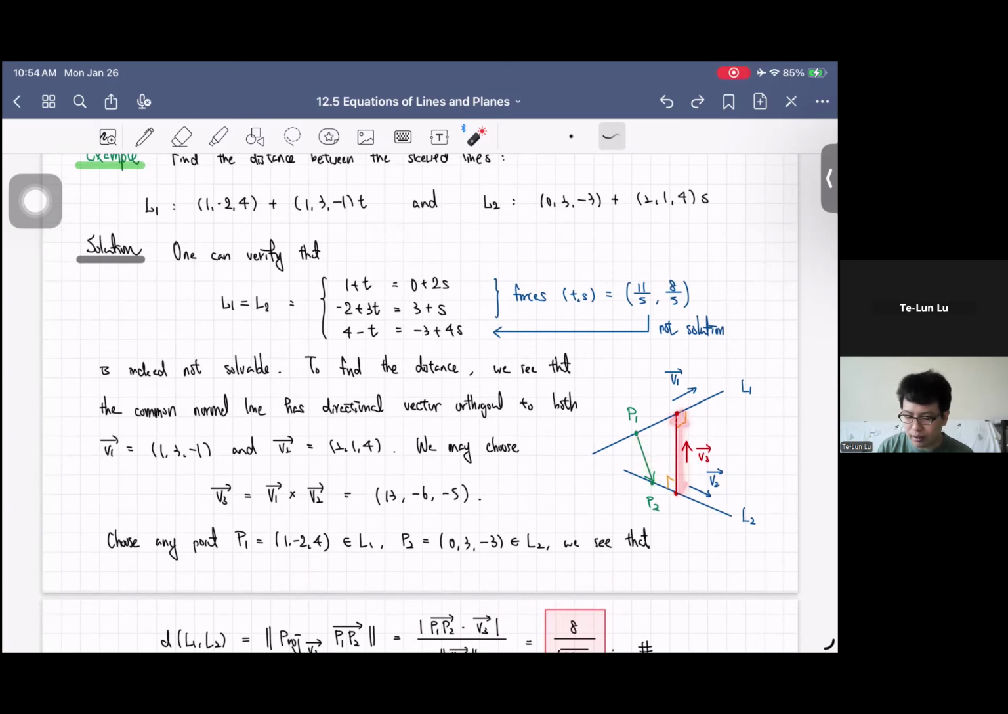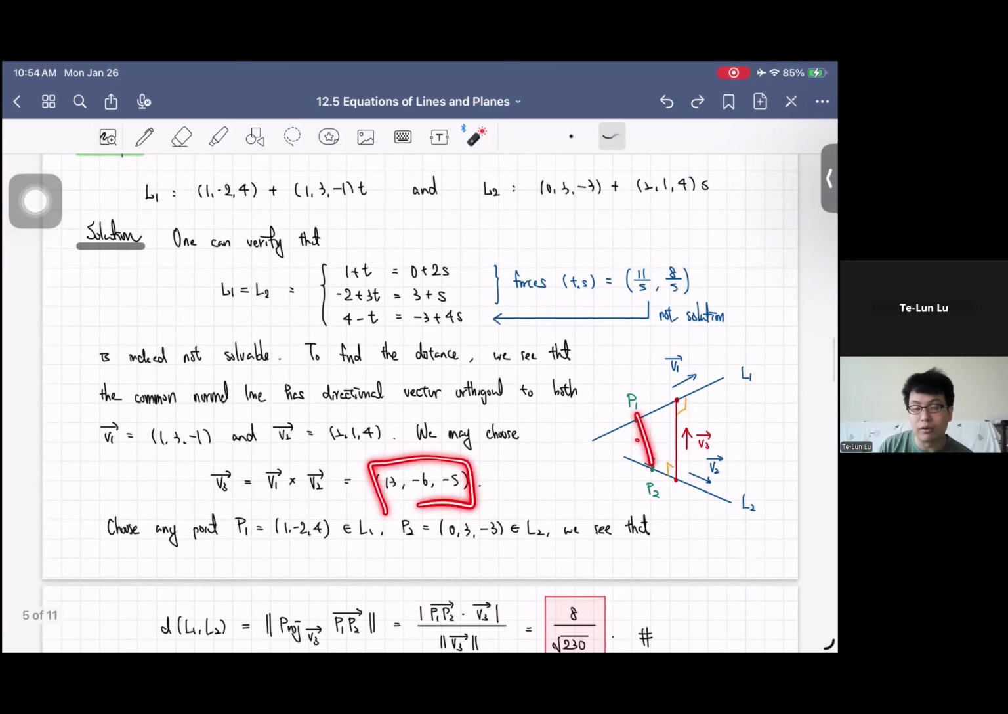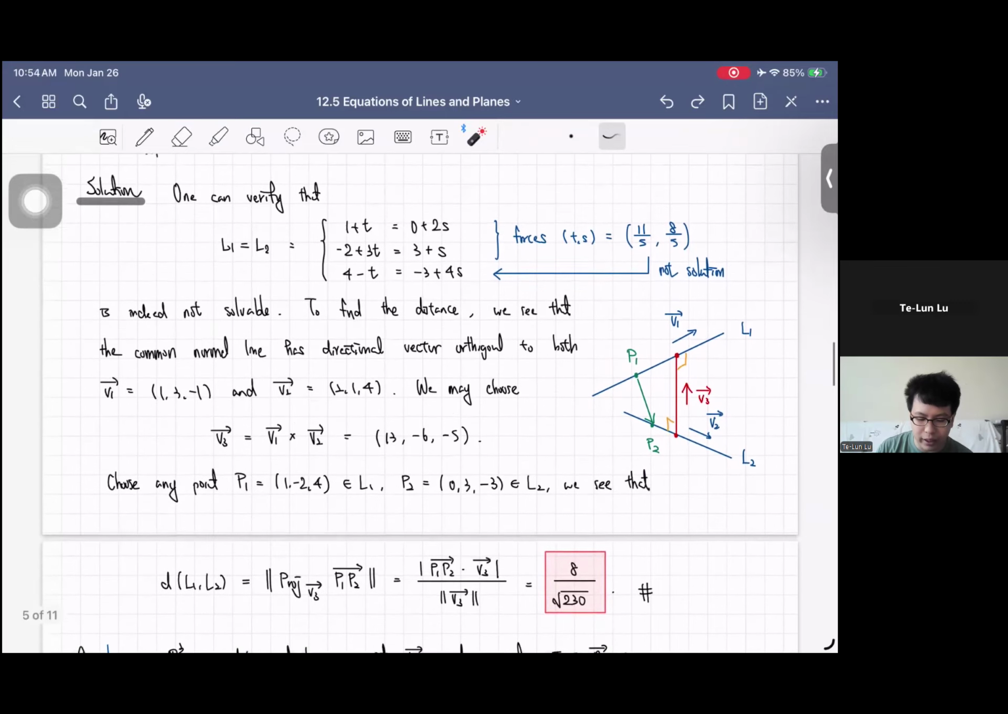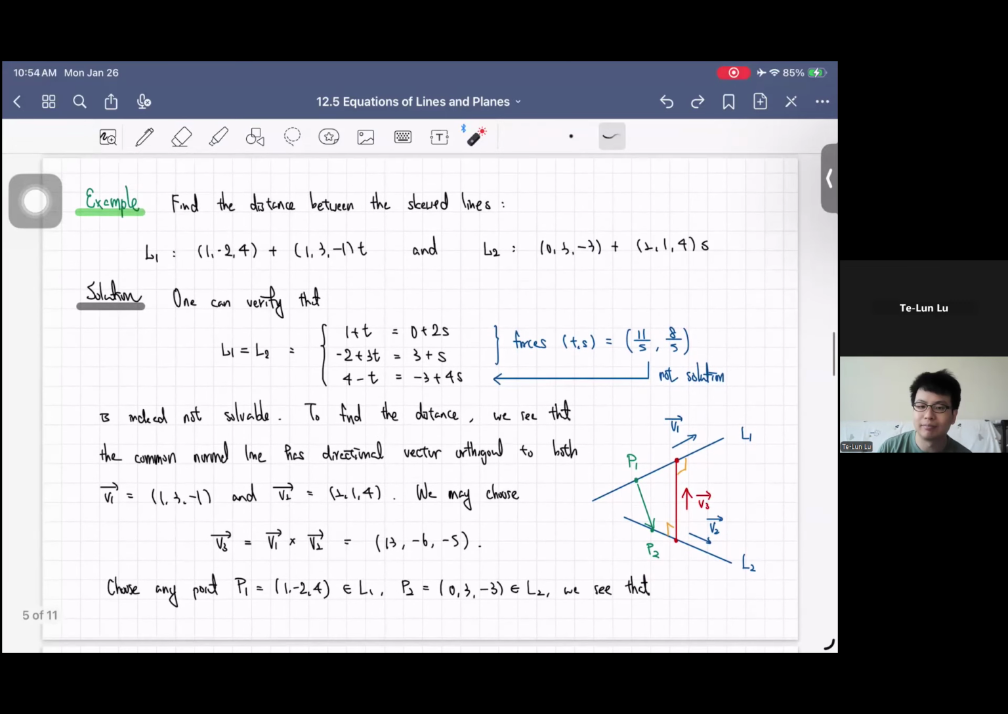Okay? I encourage you to try different P1, P2 and different V3. So V3 is okay up to a scaling, right? You can always scale this factor. And P1, P2 is okay up to a different choice of points on L1 and L2. And you should always get the same projection vector up to direction, but the length will always be the same. So try to do that to convince yourself that this choice is really flexible. Right, so there we determined a way to find the distance between two skew lines.